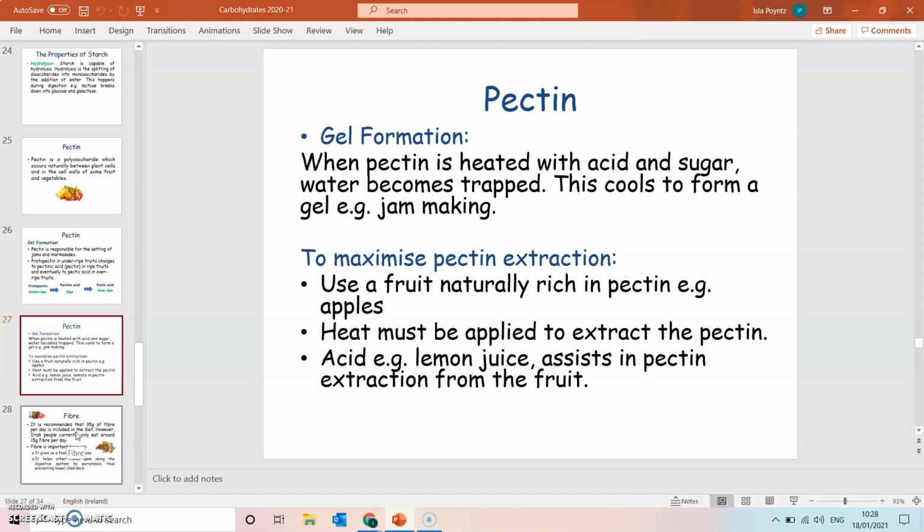Heat must be applied in order to extract the pectin, and then acids such as lemon juice, if you add a little bit to it, will help and assist in removing and extracting the pectin from the fruit.